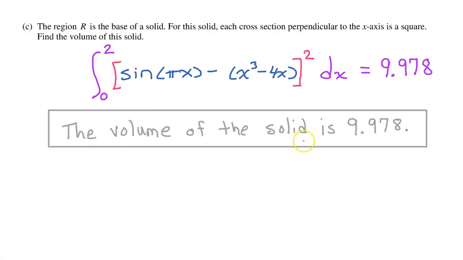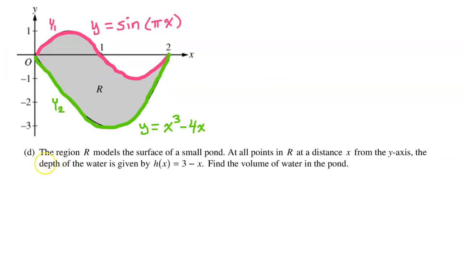So the volume of the solid is 9.978. Part D. The region R models the surface of a small pond. At all points in R, at a distance x from the y-axis, the depth of the water is given by h of x equals 3 minus x. Find the volume of the water in the pond.